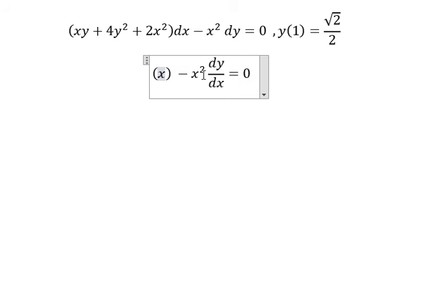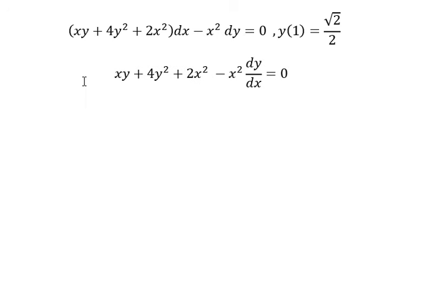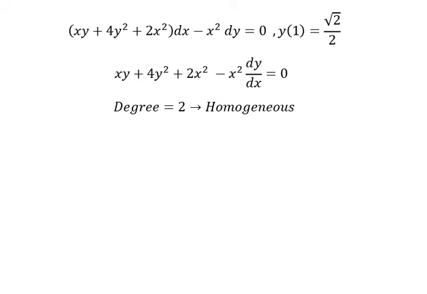So we know that we have xy, y square, x square, x square. They are degree number 2. So we can use about homogeneous. So I will put about y equal to vx.